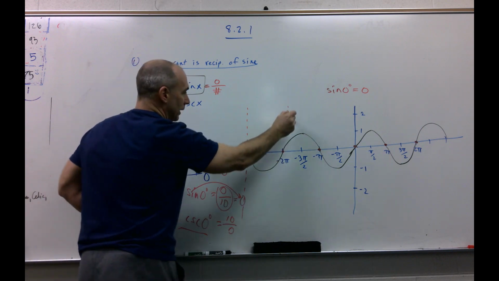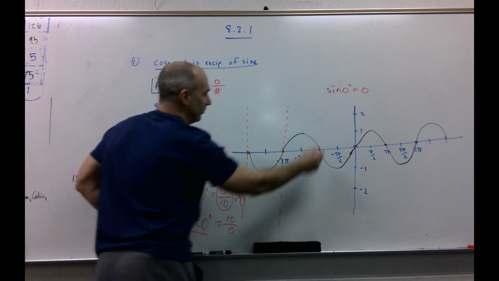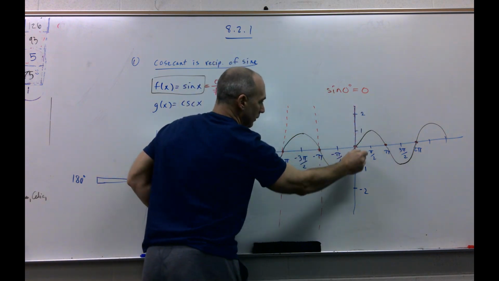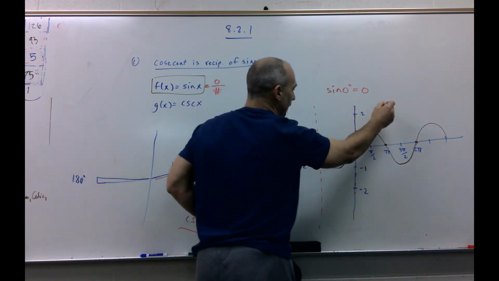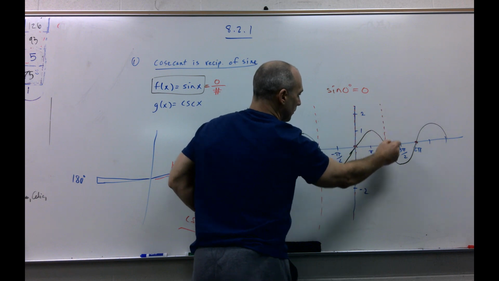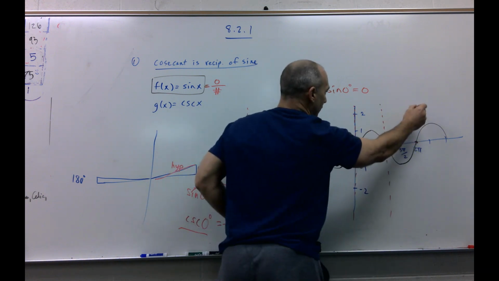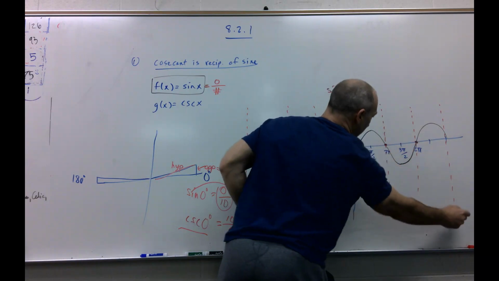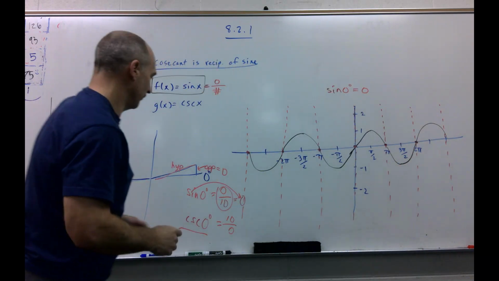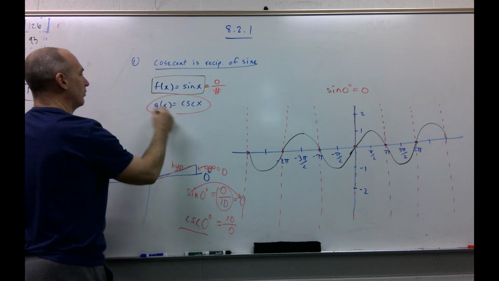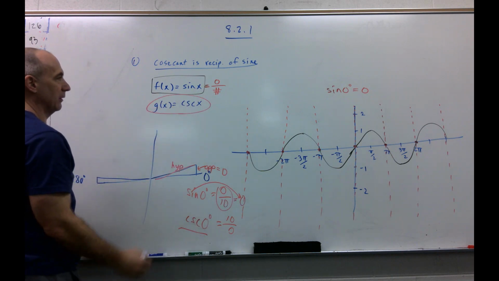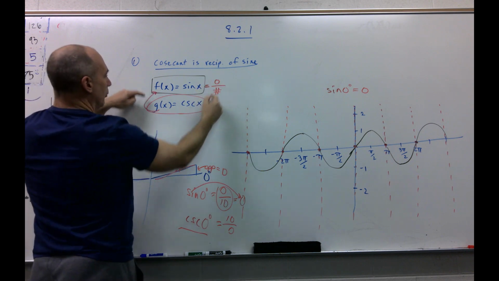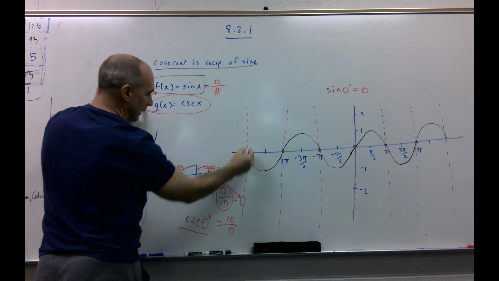So what I'm doing is I'm drawing in these asymptotes, and again, there's an infinite number of them, but I'm just going to give you a few, and that's how you get started. You have to first figure out what's the domain of cosecant, and it's related to sine. Wherever sine is 0, cosecant has a mathematical impossibility.